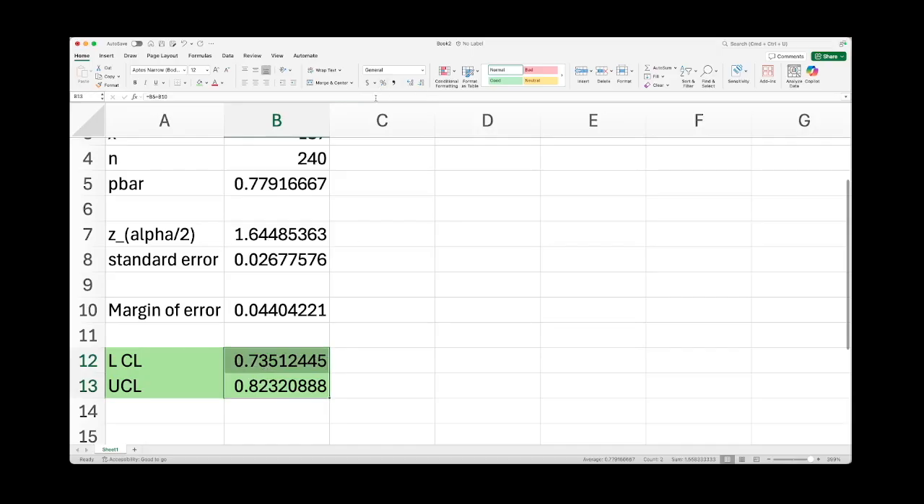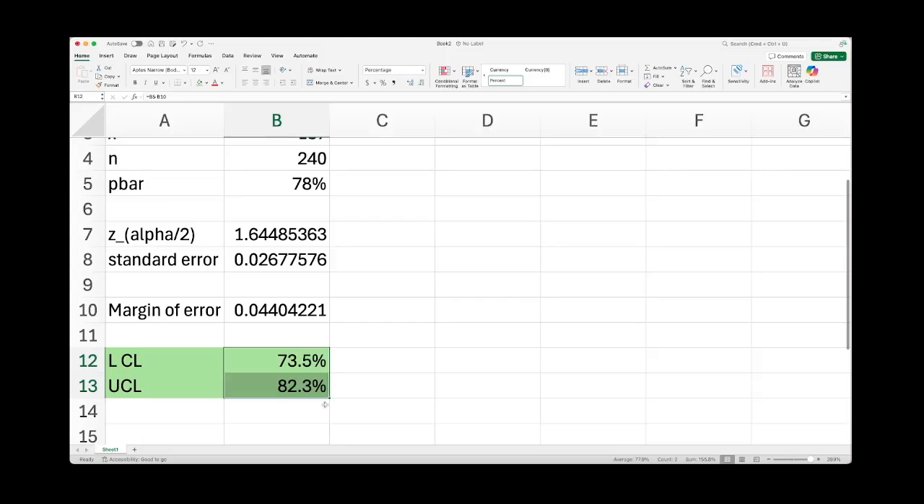We could write them as percents. Let's have Excel write these as percents and show a few more decimal places. This tells us that the proportion of taxpayers who filed electronically we think is between about 73.5 and 82.3%. This let us use our sample proportion, our p bar, which was about 78%, to come up with an interval where we're 90% confident that the actual proportion of taxpayers who filed electronically lies.